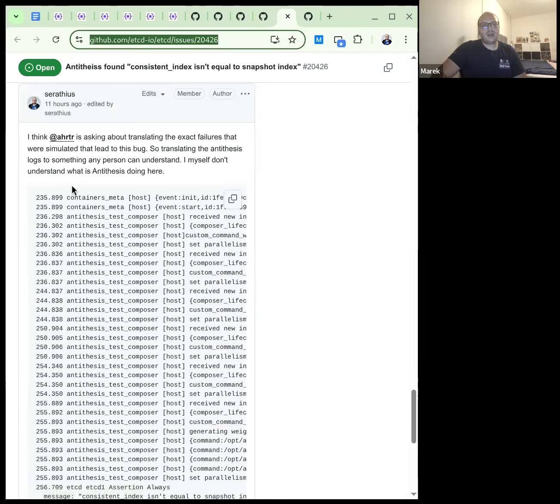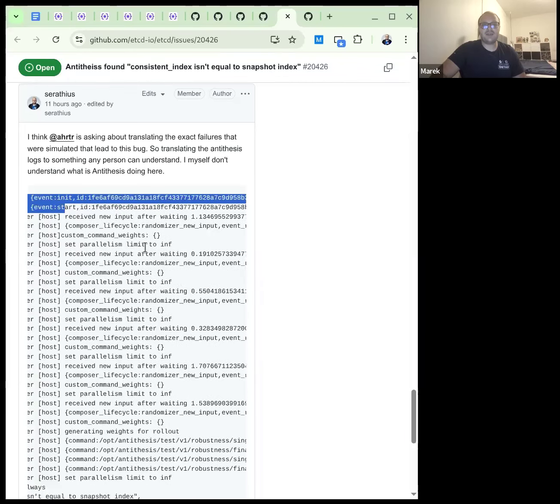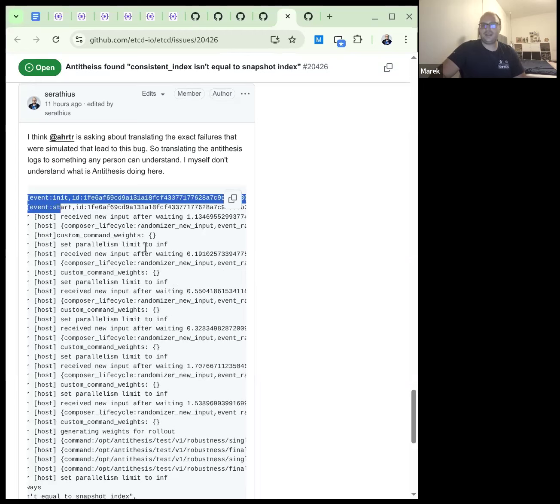So I even wrote one of the issues. You have logs, and those logs mean something, and Antithesis tells us something, but we don't know what. Like, oh, it did X. What does X mean? What does it mean to set parallelism? What does this mean? And we don't know.